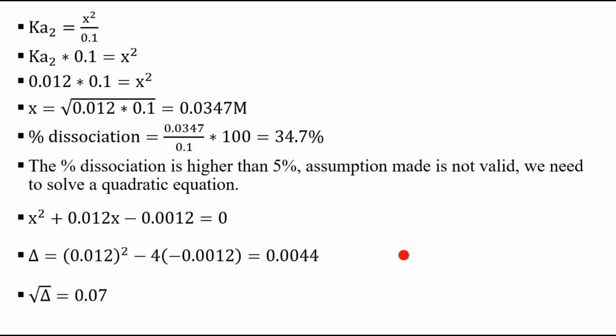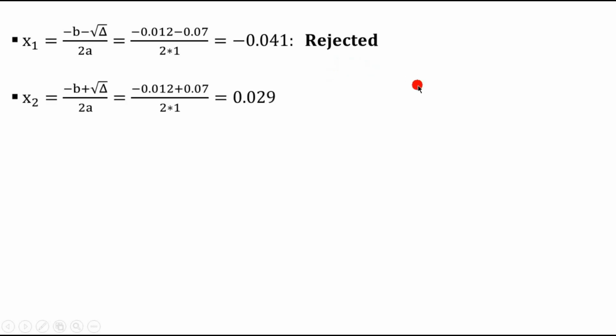This is now the square root of the determinant. We have determined the determinant. This one will be rejected because it is negative. The concentration cannot be negative, and x2 will be equal to 0.029. That means the hydrogen from the second dissociation will be equal to 0.029.